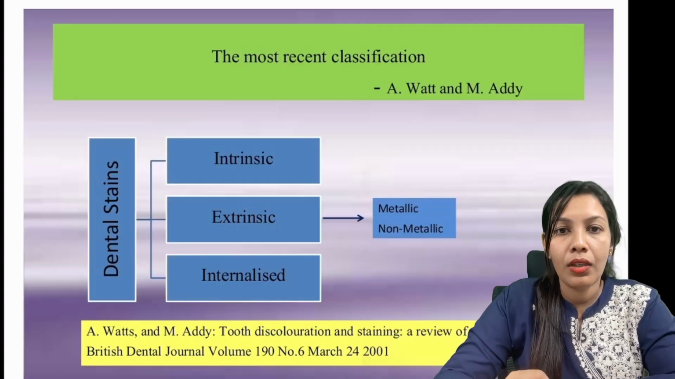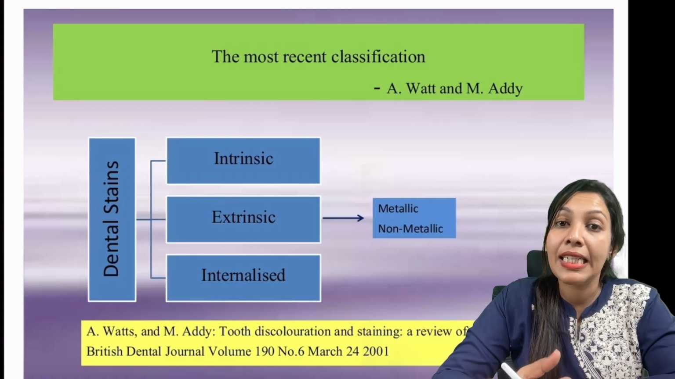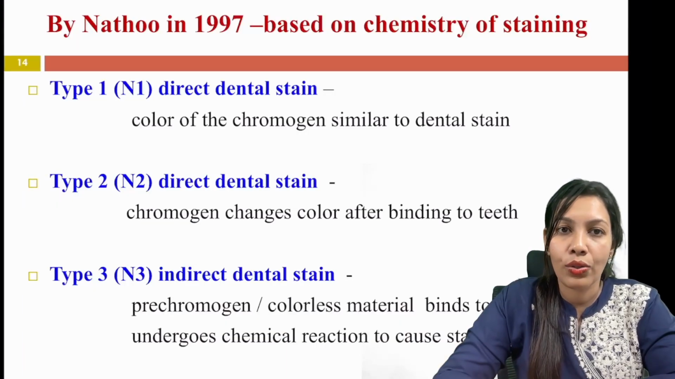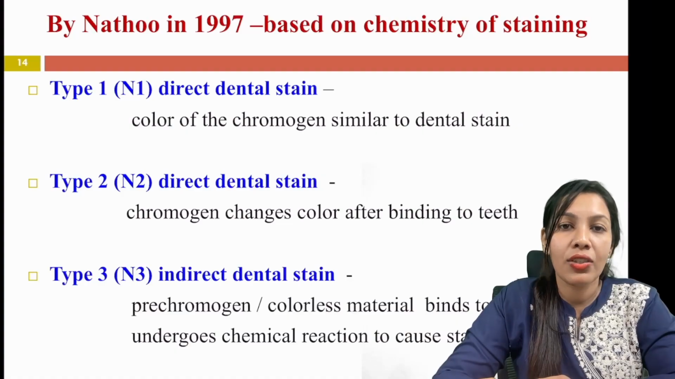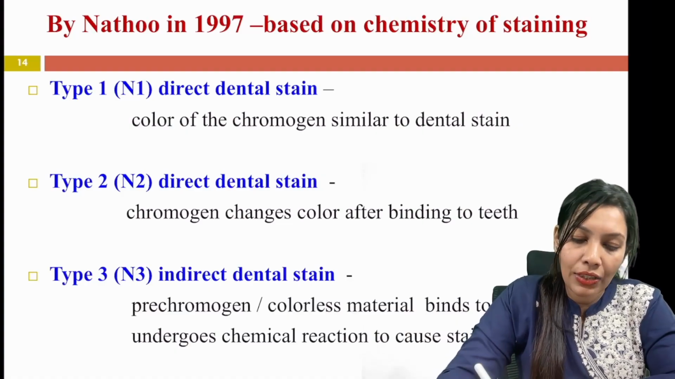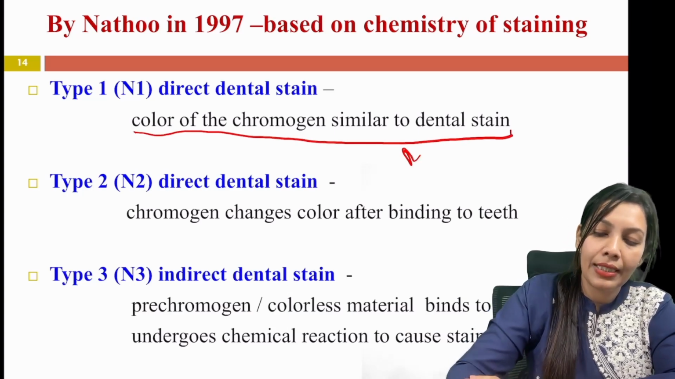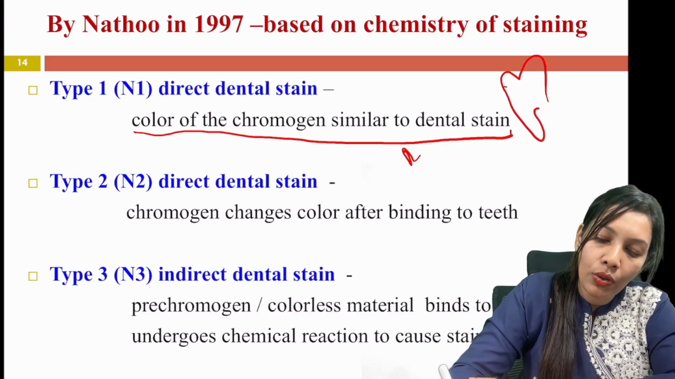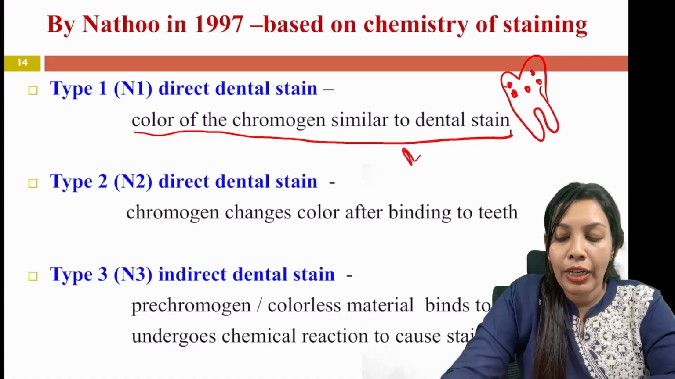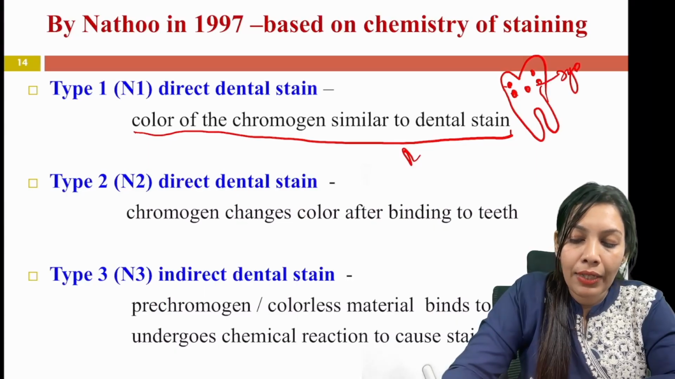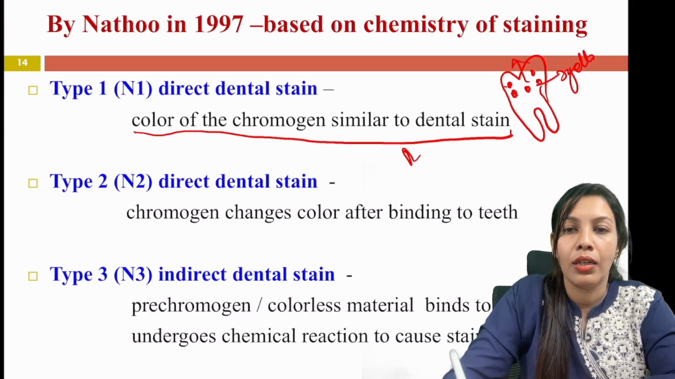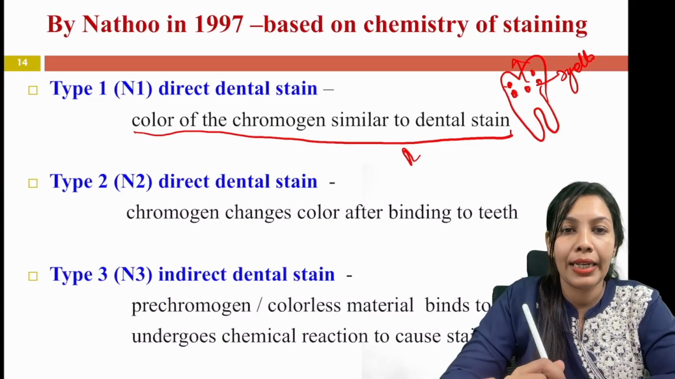Understood. So another classification is intrinsic, extrinsic and internalized stains. Nathoo's classification is very important. In Nathoo's classification, N1 is where the color of the chromogens is similar to the dental stain. Onto the tooth, chromogens, the color-causing organisms or materials, come and attach. So if it has a yellow color, the stain will also have a yellow color. That is type 1, direct dental stain.